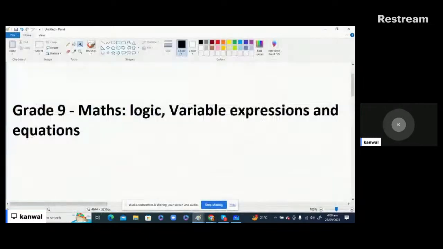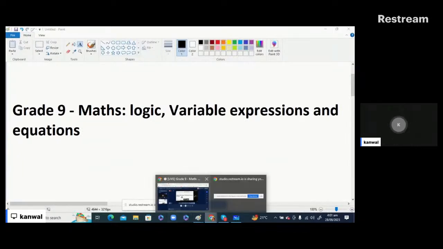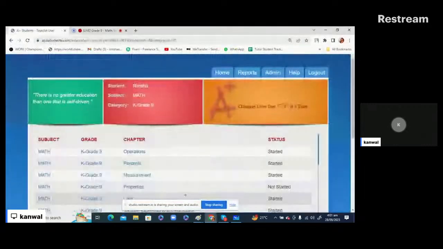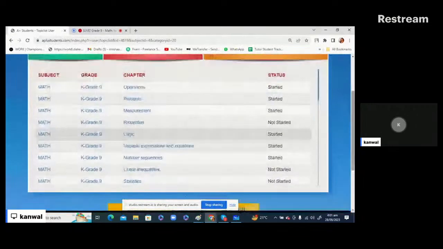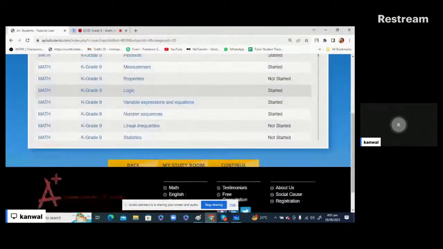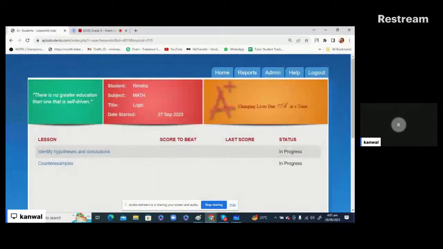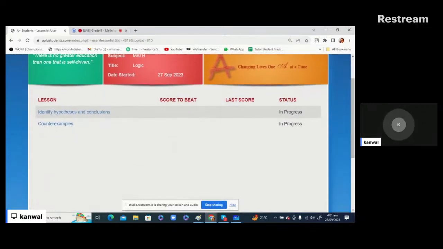Today the topic that we will discuss is grade 9 maths: logic. These are the names of the chapters: logic, and variable expressions and equations. Okay? Here is the name of the chapter, that is logic. These are the two lessons for that: identify hypothesis and conclusion, and counterexamples.